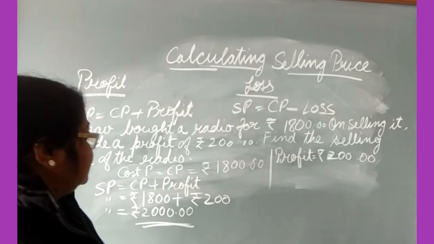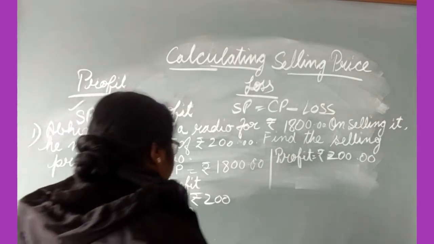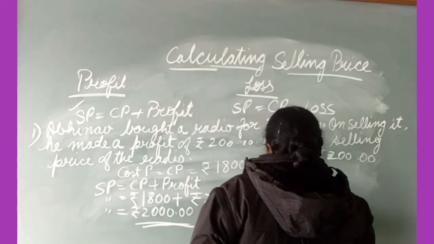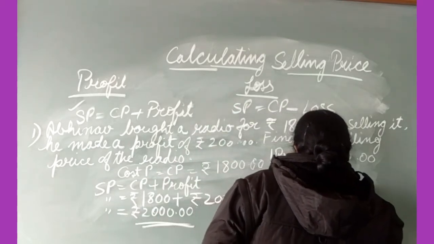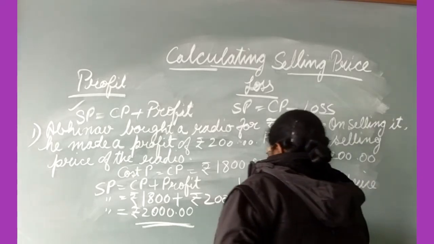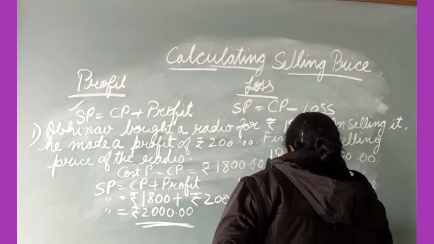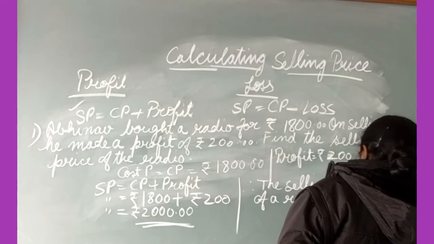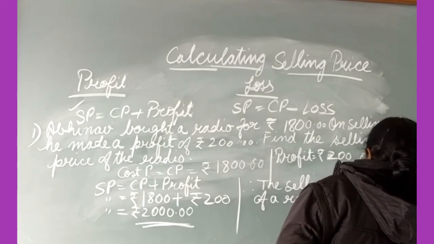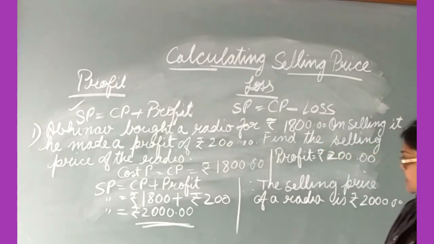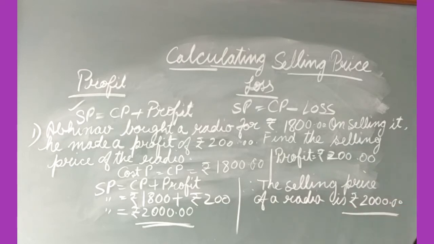The selling price of the radio is rupees 2,000. So you will write therefore, the selling price of a radio is rupees 2,000. Got it here? So this is the answer.